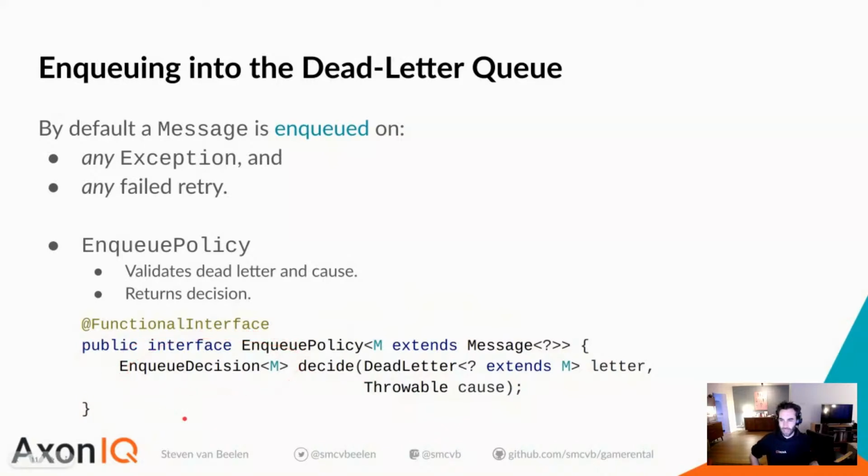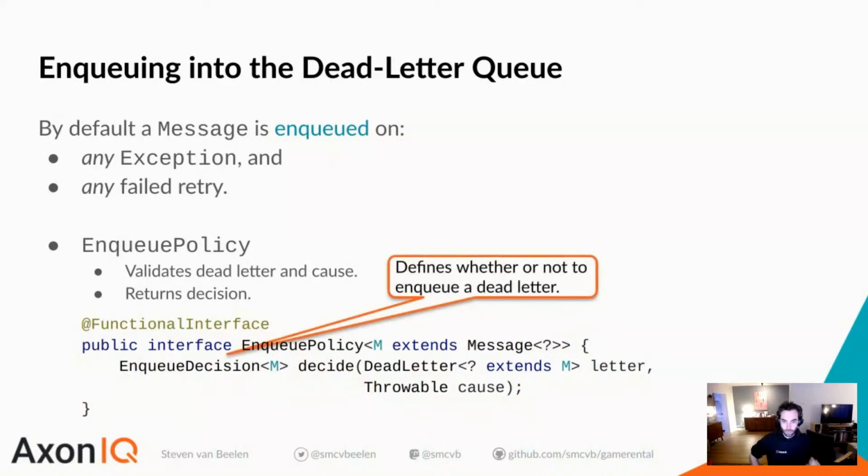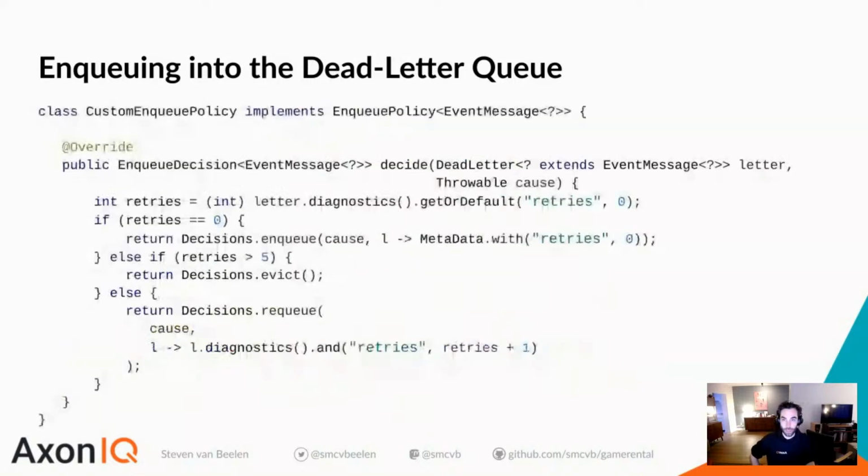So let's actually have a deeper look at this as well. As I pointed out, the enqueue decision deduces whether you want the dead letter to be enqueued, yes or no. That is the thing you're doing that based on. So we have a custom implementation of an enqueue policy. As it is a functional interface, you could make it a Lambda, but for clarity, I've been doing it as such. And this custom enqueue policy does something based on retries. So it stores a notion of retries, and it is used to later deduce what to do.